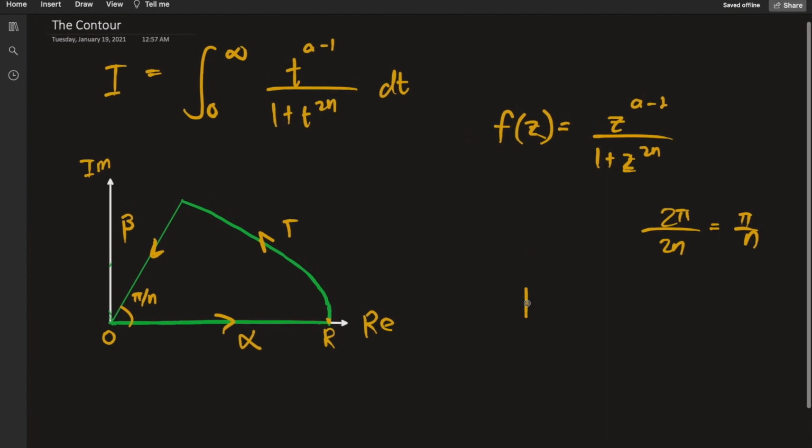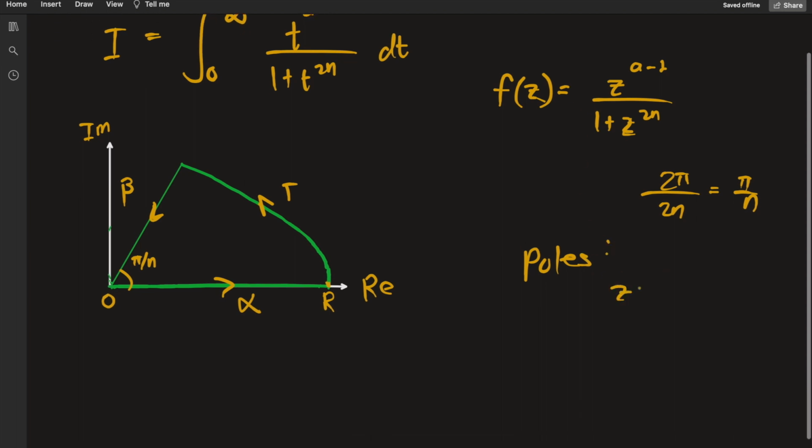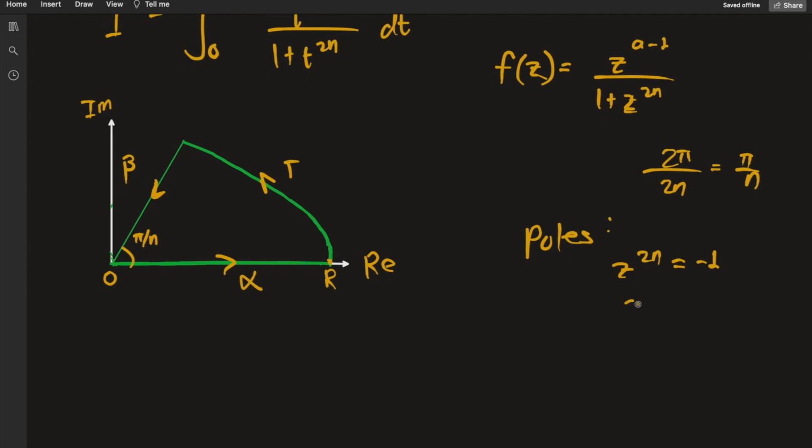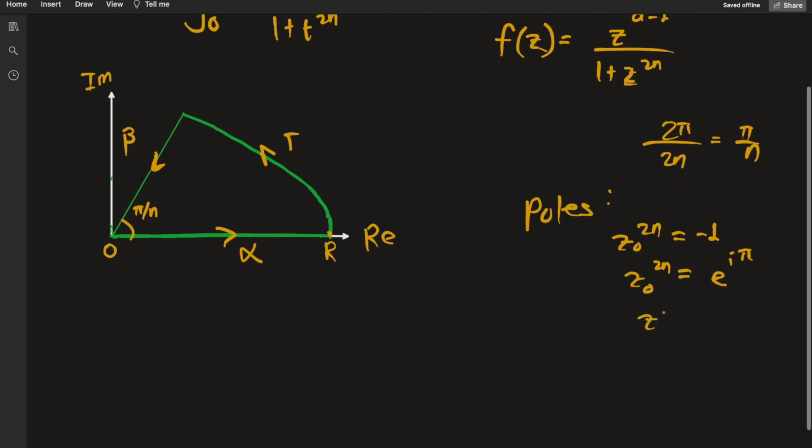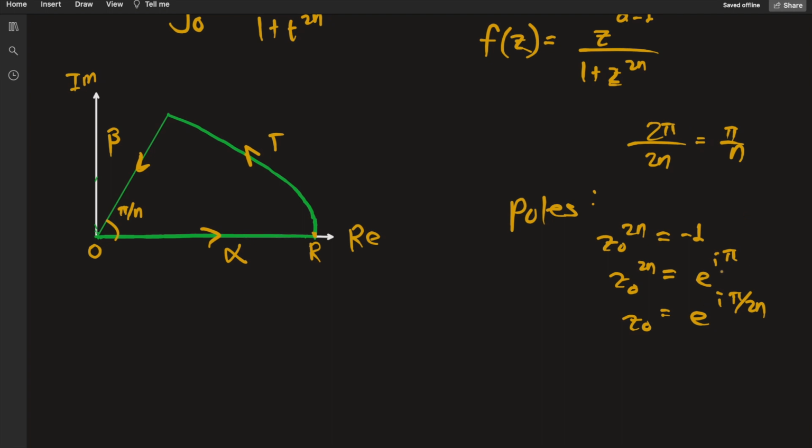So when is this function not defined? Well, when z to the 2n is -1, right? And -1, if you take the principal value, is e to the i pi. You can use Euler's formula for this. Let's call the pole z0. So z0 is e to the i pi over 2n. I mean, logically, or if you want to think about more generally, we would have to add another factor of say 2k pi, because the sine and cosine have a period of 2 pi.